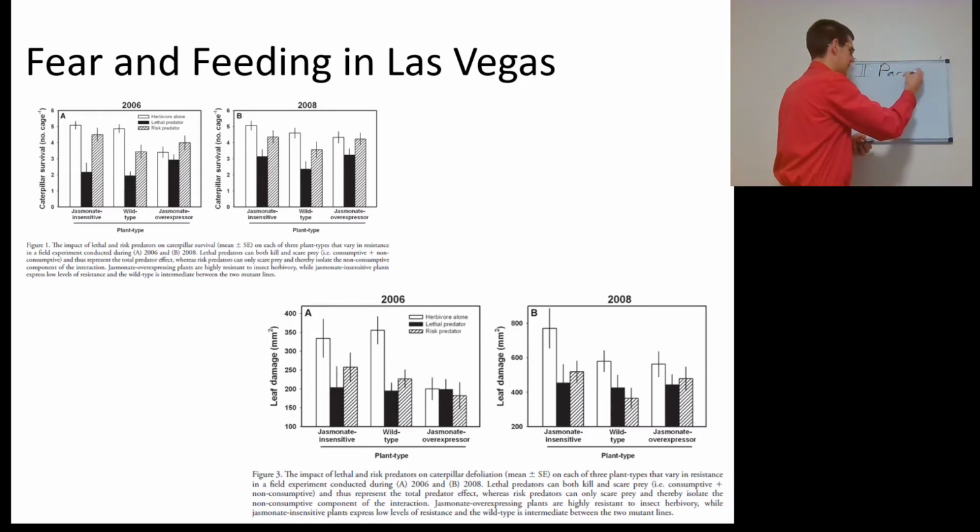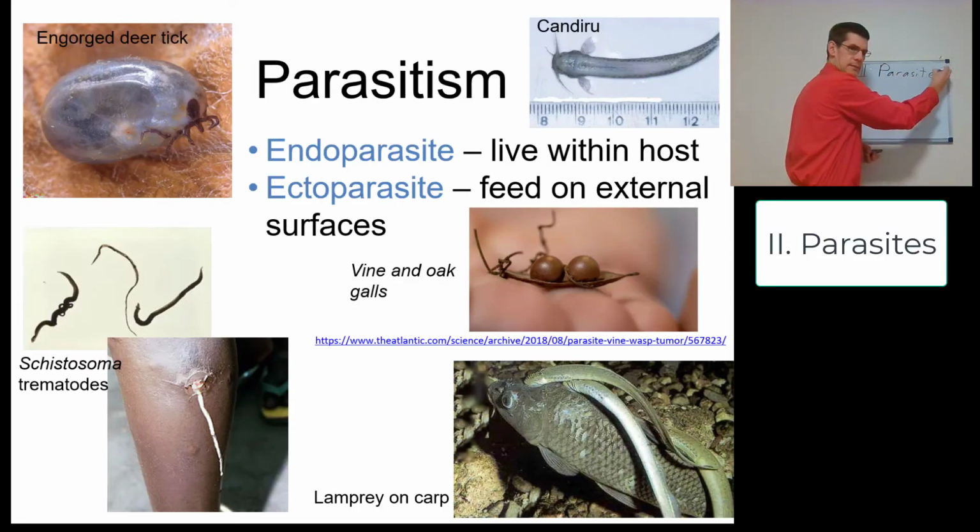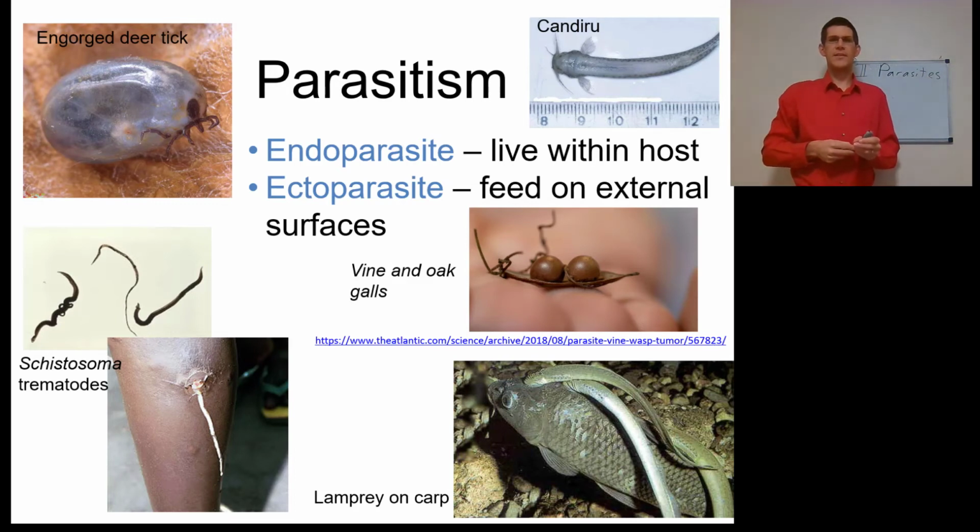Let's talk about parasites. So parasitism. An endoparasite lives within the host, and an ectoparasite is going to feed on external surfaces. So something like a deer tick here is going to be an ectoparasite feeding on the external surfaces of the host. Whereas schistosoma trematodes are going to be feeding on the inside of the host, causing elephantiasis, I think.